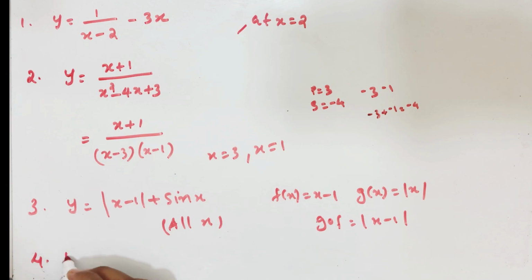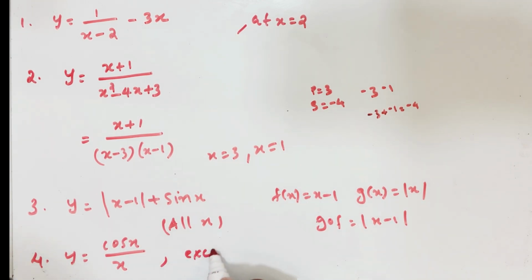Next question, y equal to cos x by x. Here cos x is continuous everywhere and x is also continuous. Here this is a rational function with the denominator x, which is 0 when x is equal to 0. So we can say this function is continuous everywhere except x is equal to 0.